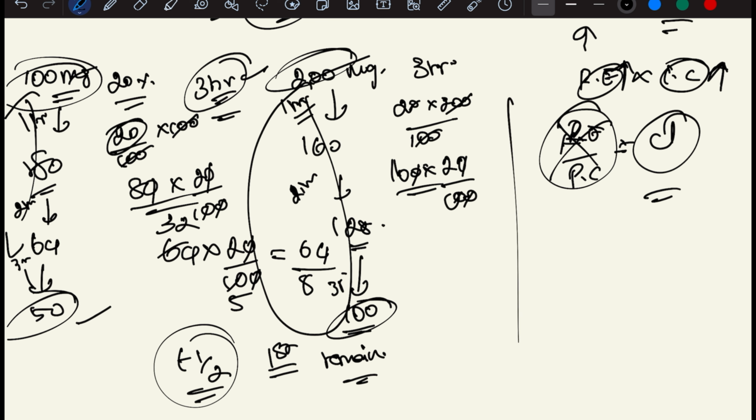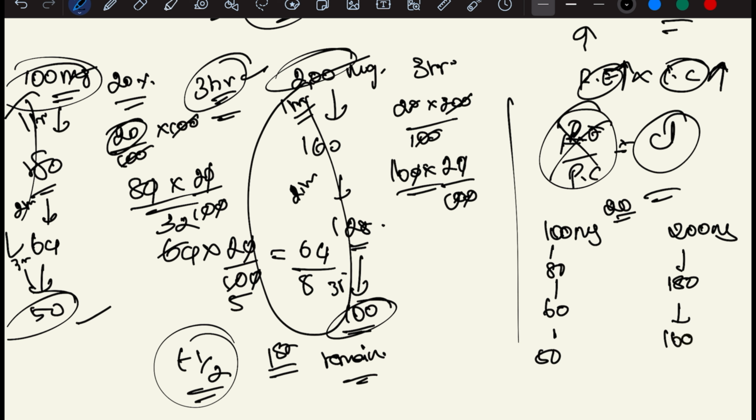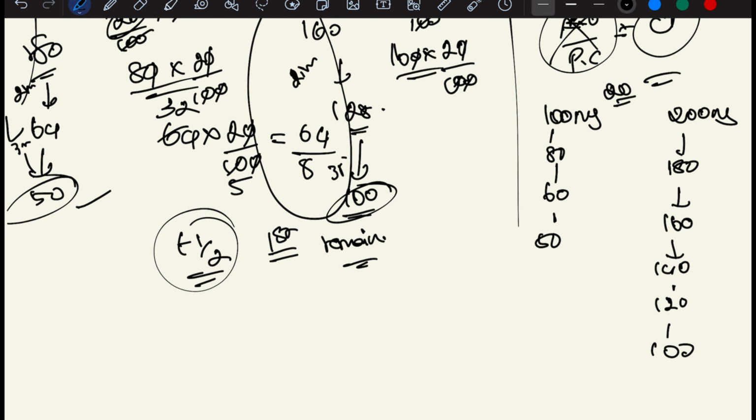Whereas we'll check for the zero order kinetics. Check 100 milligrams, 200 milligrams. A fixed amount is eliminated. So 200, 20 is eliminated, 180, 160, and a half. See, 1 hour, and in a half hour it will get to 100. Okay, again check 180, 160, 140, 120, and 100. Here, first hour, second hour, and a half hour.